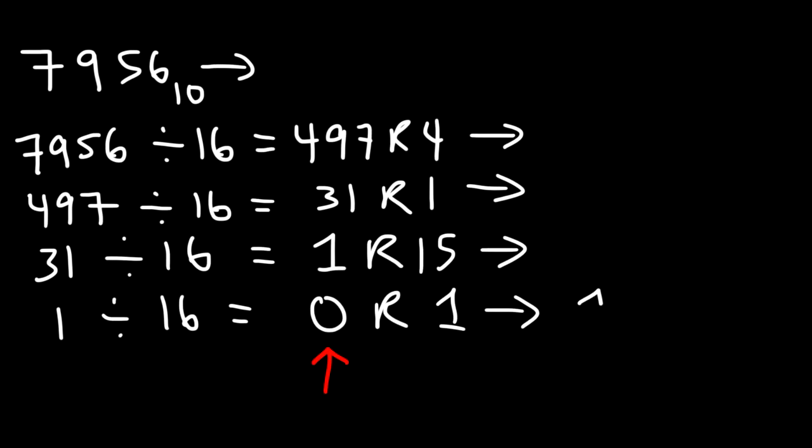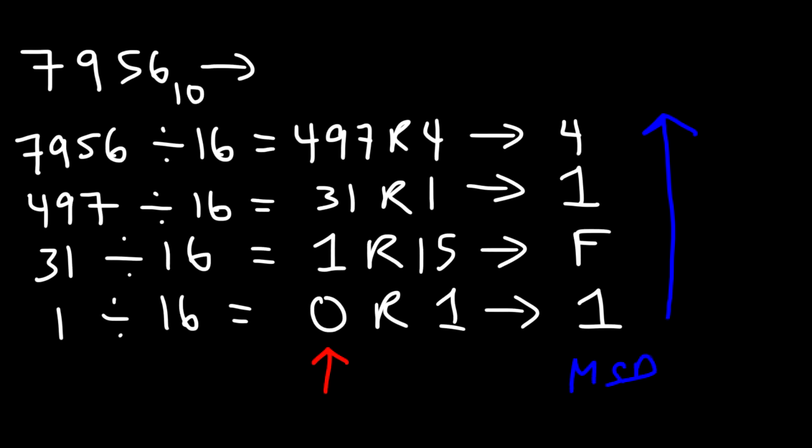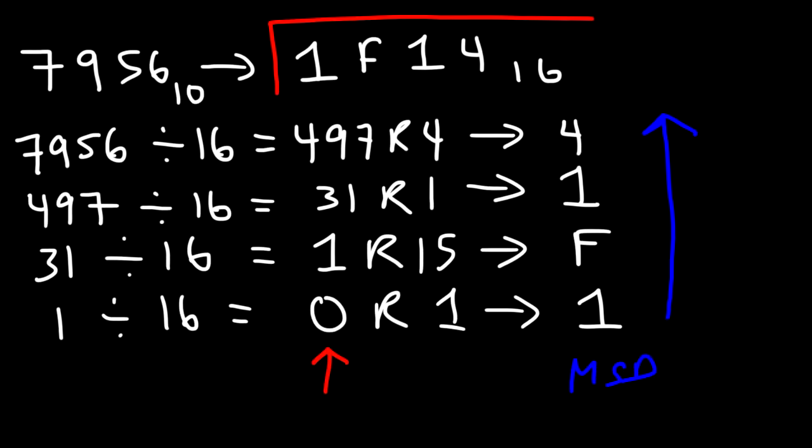1 corresponds to 1. 15 corresponds to F. 1 corresponds to 1. And 4 corresponds to 4. So writing it from the most significant digit to the least significant digit, it's going to be 1 F 1 4 base 16. And so this is the answer.